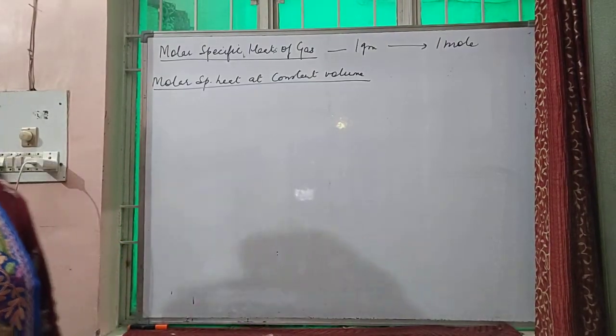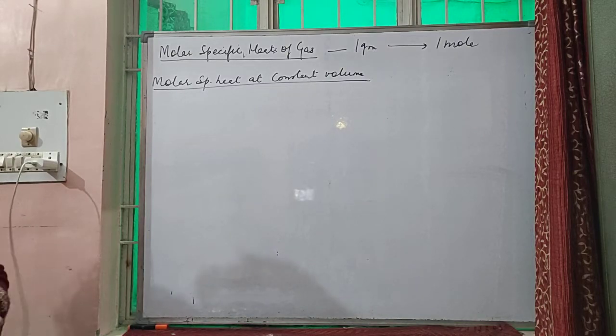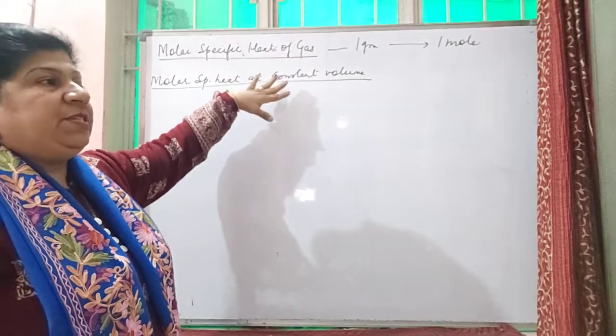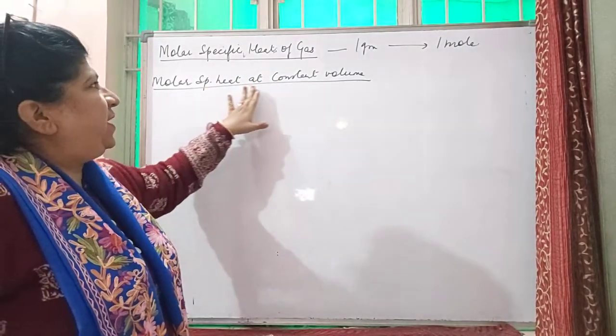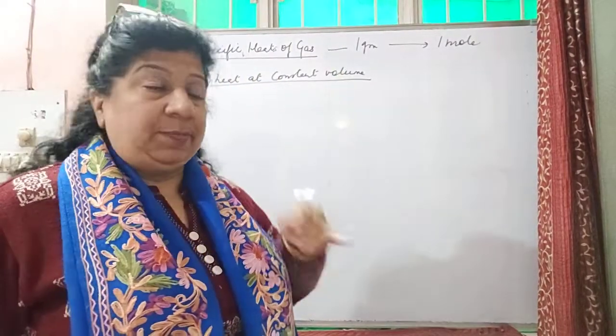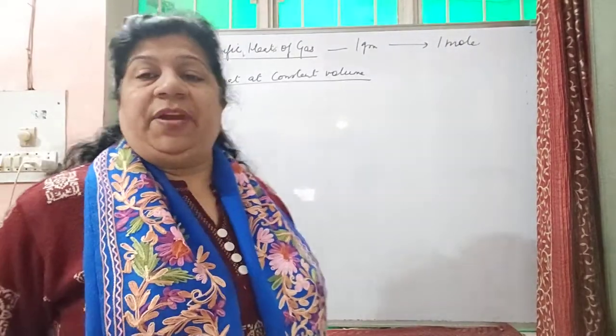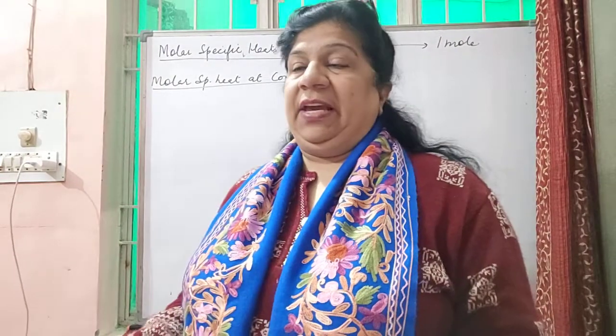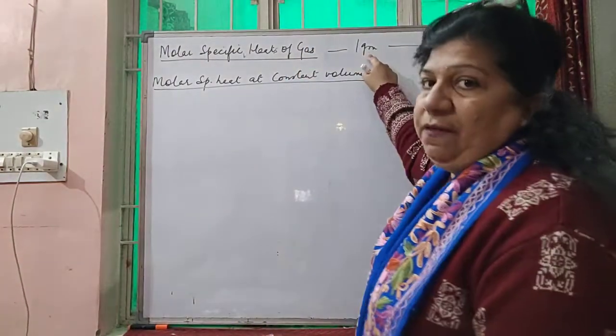So now from principal specific heat capacity of gases, we are coming to molar specific heat of gas. Again, molar specific heat of gases are of two types: molar specific heat at constant volume and at constant pressure. Now let us see under what condition we are calling it molar specific heat. Initially, in the principal specific heat, we were taking 1 gram of gas.